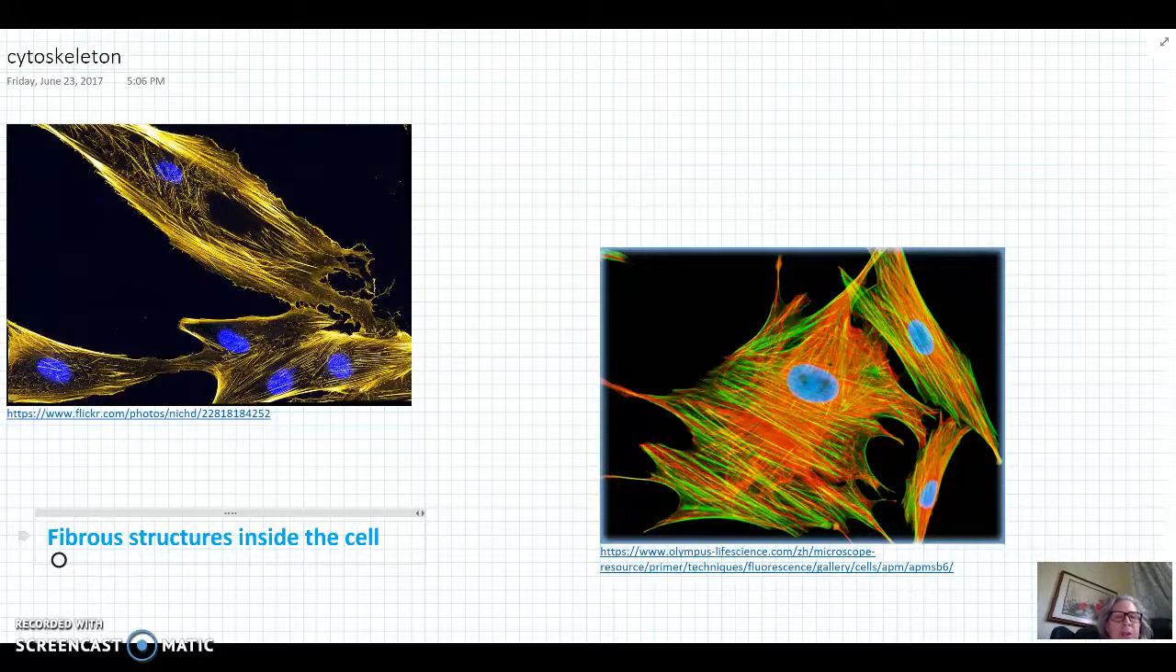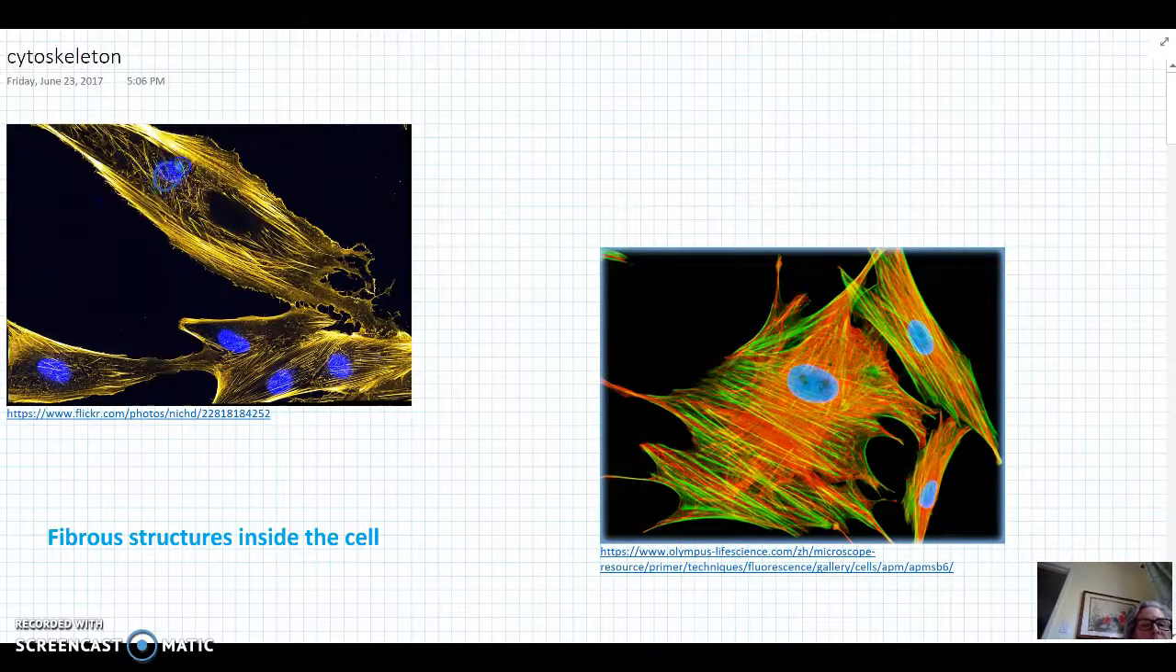Hi everyone, the subject of tonight's video is the cytoskeleton, and these are the fibrous structures you find inside the cell. So pictured on the screen right now are two different cells that have been stained with a special procedure called immunofluorescence, and what they're showing is the nucleus stained in blue, but the stringy fibers that in this first picture are kind of yellow are staining a special fiber inside the cell, part of the cytoskeleton.